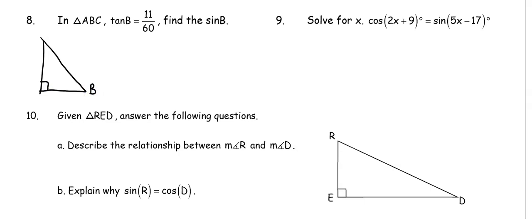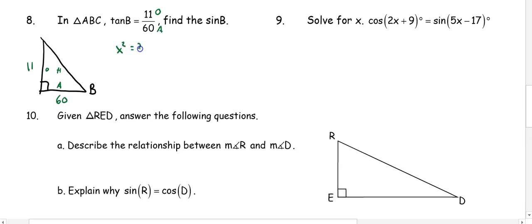If we know tangent, tangent is the opposite over the adjacent. So if we have our triangle opposite, hypotenuse, adjacent, the opposite side is 11, the adjacent side is 60. In order to do the sine of B, we need to know that missing third side. So to find the missing third side, we're going to do Pythagorean theorem.